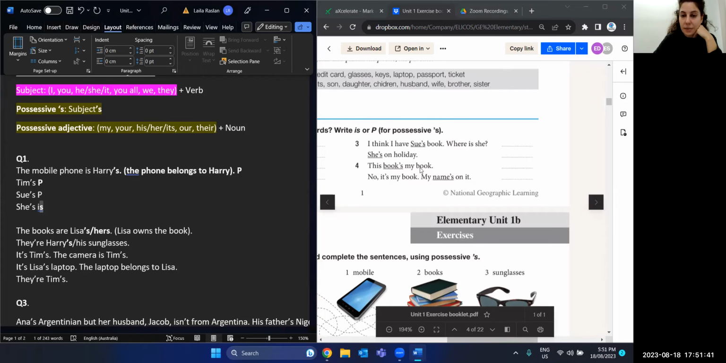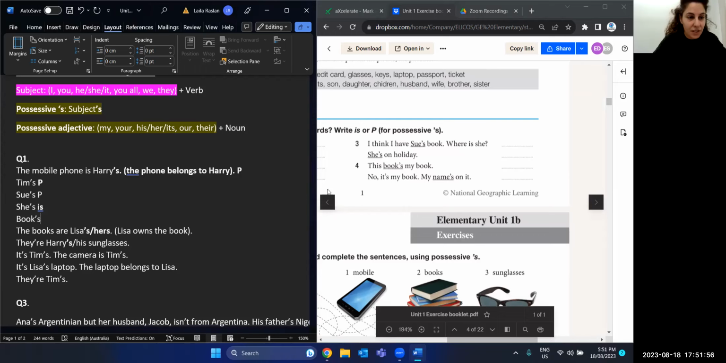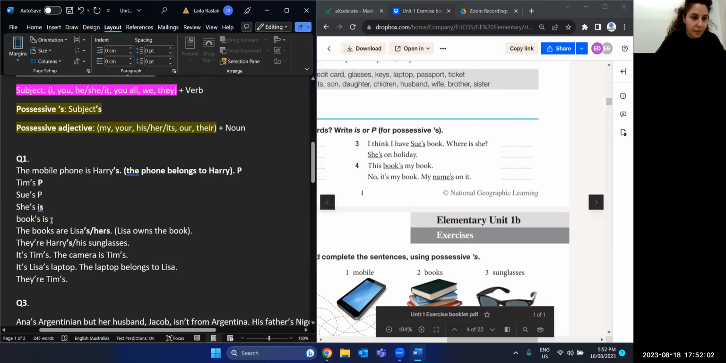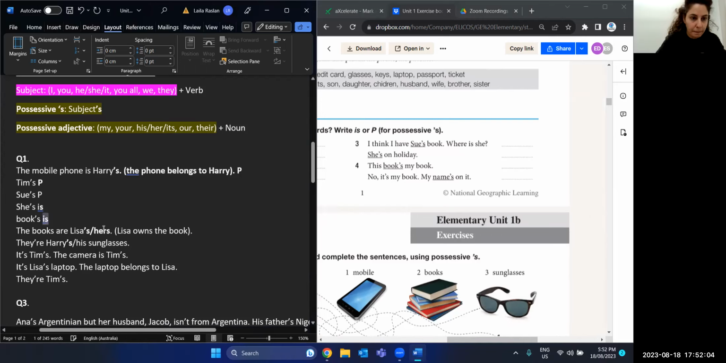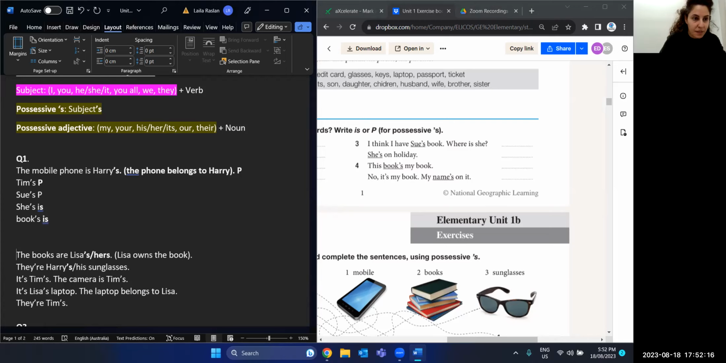This book's my book. Possessive. Who does the book belong to? This book is, sorry, there's an "is" here. So "is". No, it's my book. My name's is, because it's my name is. So names is. That's what.